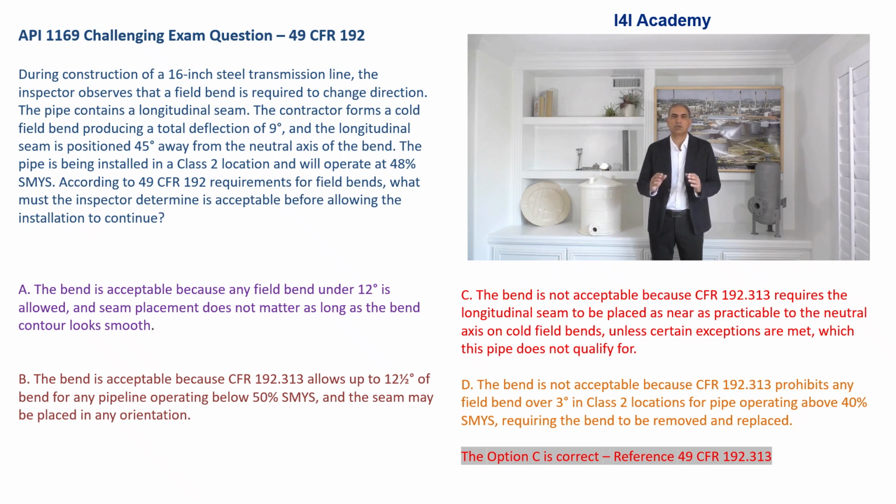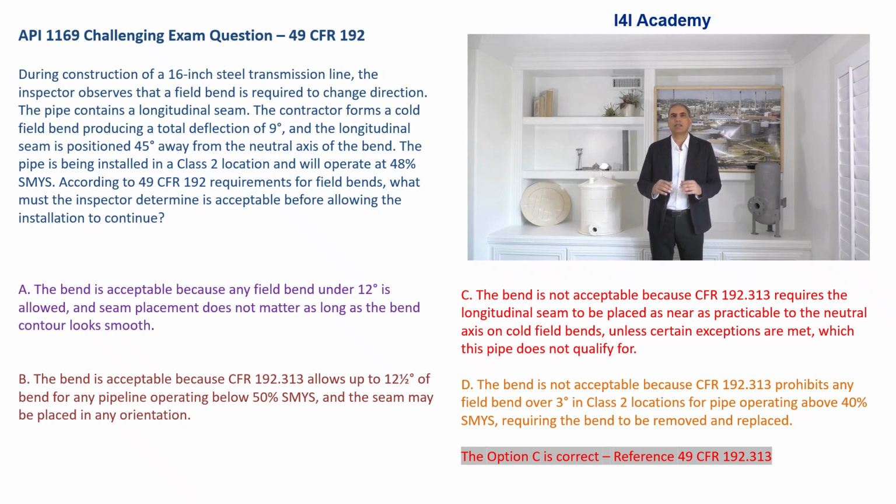Option A is incorrect because it assumes that any bend below 12 degrees is automatically acceptable and that seam placement does not matter. According to 49 CFR 192.313, a field bend must not impair the serviceability of the pipe, must have a smooth contour, and critically, the longitudinal weld seam must be placed as near as practicable to the neutral axis of the bend unless the pipe falls under one of the specific exceptions. In this scenario, the seam has been positioned 45 degrees away from the neutral axis, which does not meet the requirement. Option A ignores the seam orientation rule entirely, so it cannot be correct.